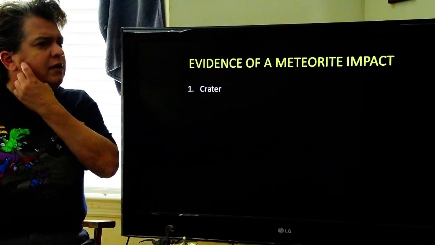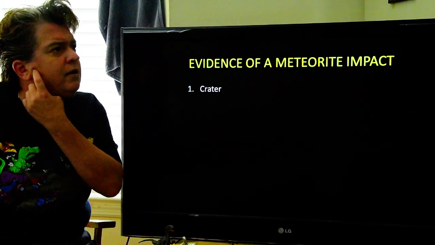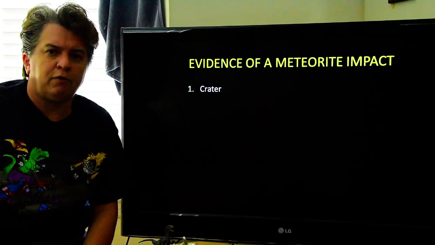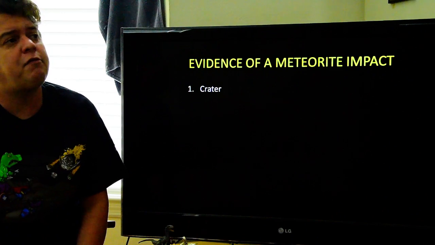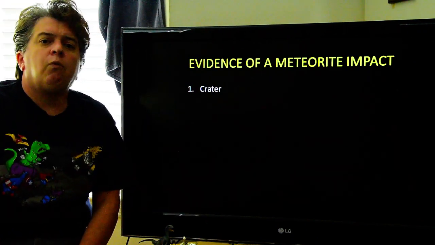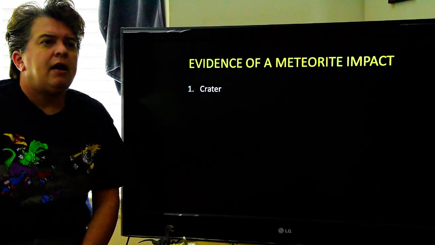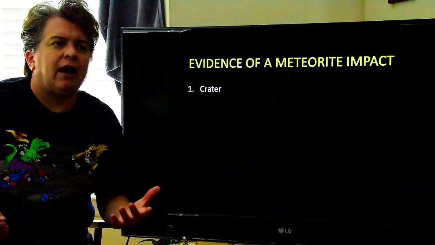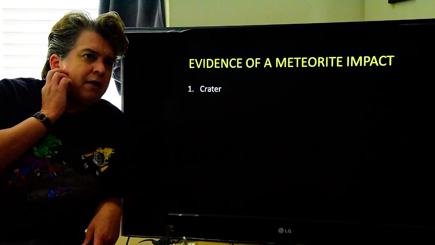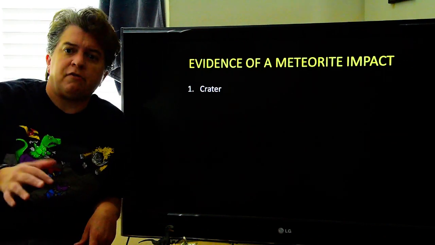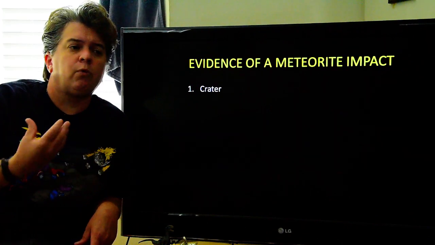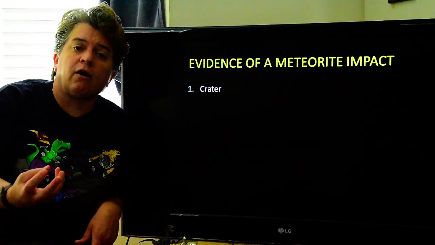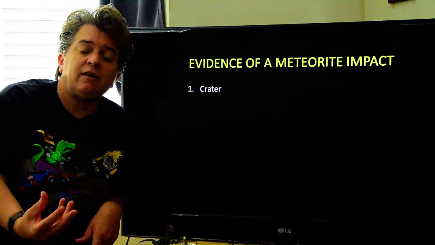So the next thing I want to take a look at is how do we know when meteorites have hit Earth? Because I'll give you an example of this. In the early 80s, it was still a mystery of how the dinosaurs died out. And the Alvarezes, two scientists, a father-son team who worked together, hypothesized that a meteorite had hit Earth at that time to kill off the dinosaurs.